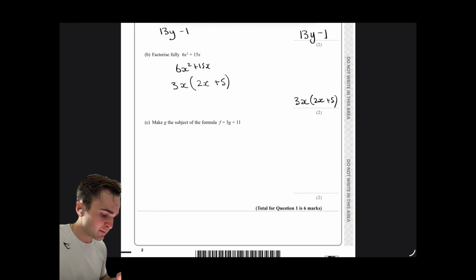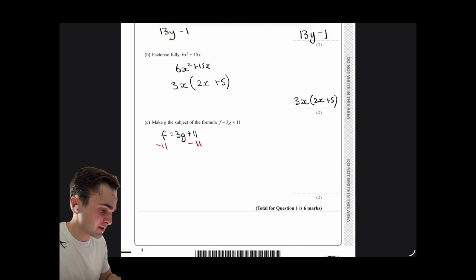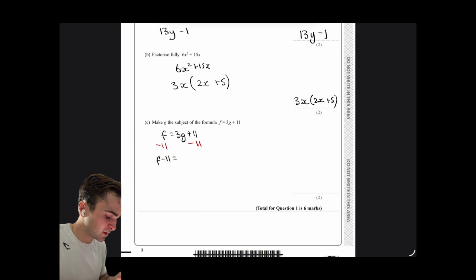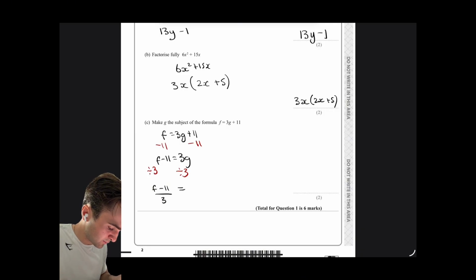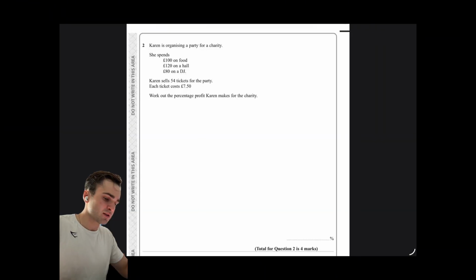And finally, C, make G the subject of the formula: F equals 3G plus 11. So we always try to subtract what we can first to get G on its own on one side. So we get F minus 11 equals 3G. Now to get G on its own, we divide by 3 on both sides. So we get (F minus 11) over 3 equals G. So G equals (F minus 11) over 3. That's question 1 done.